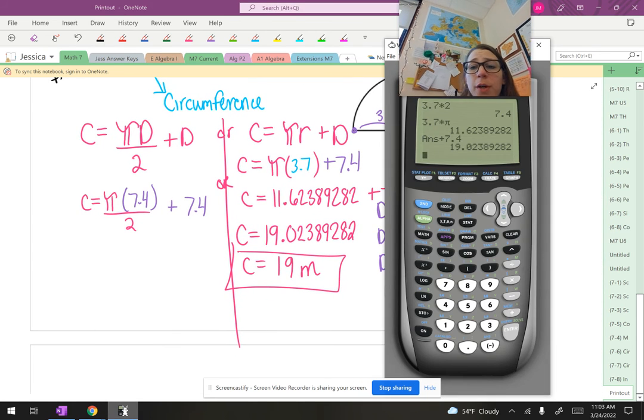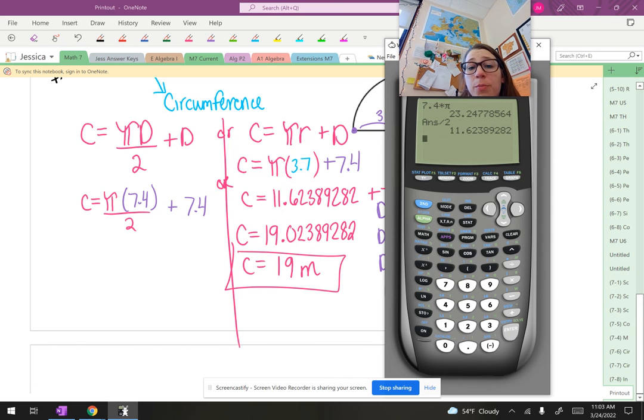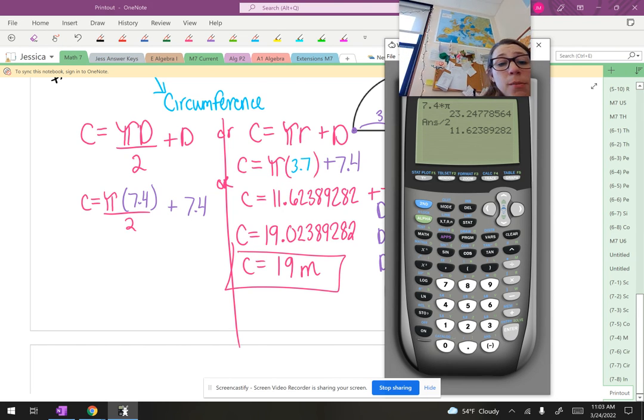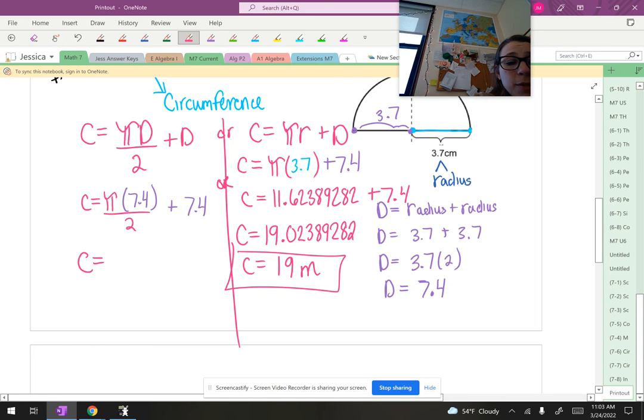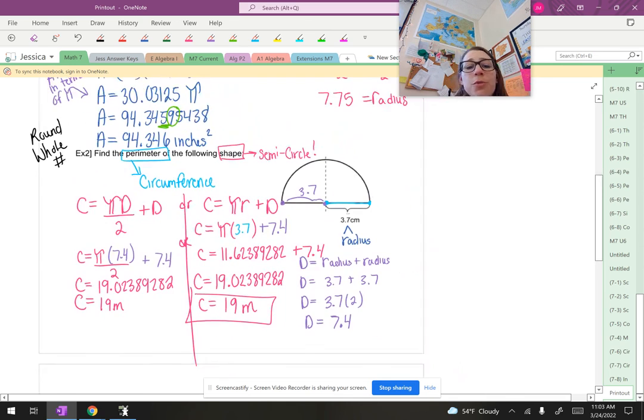And I'll just show you real quick in the calculator here that if I did 7.4 times pi and then divided that by 2, I would still end up with that same 11.6 number, which would still give me a circumference of 19.023898289, which would still round to that 19 meters. So either one, you don't need to do both of them.